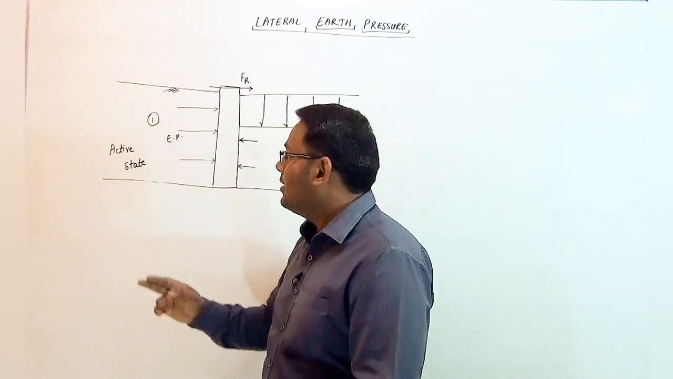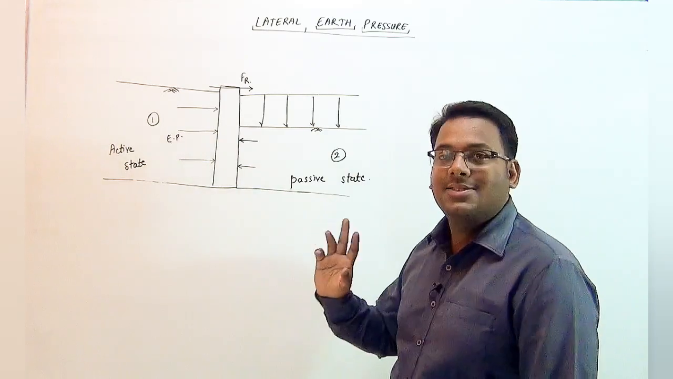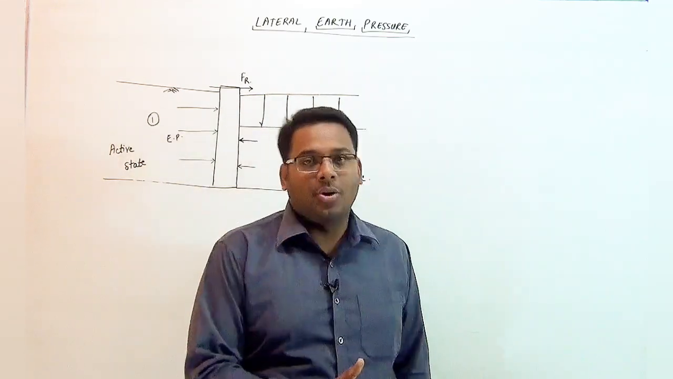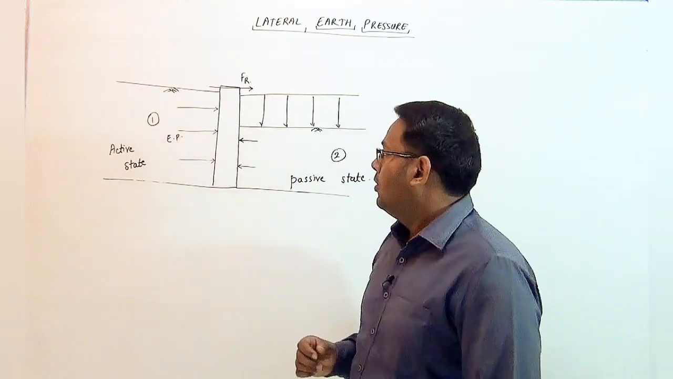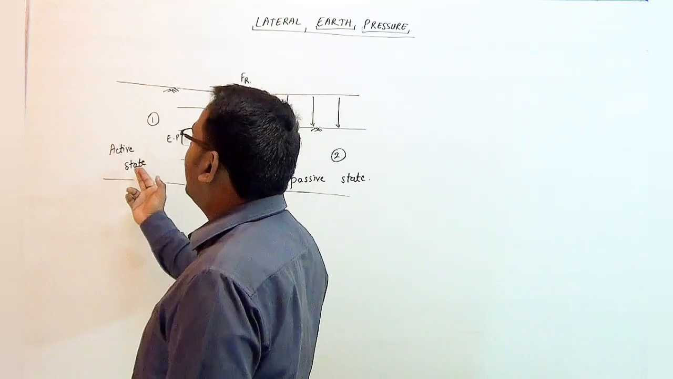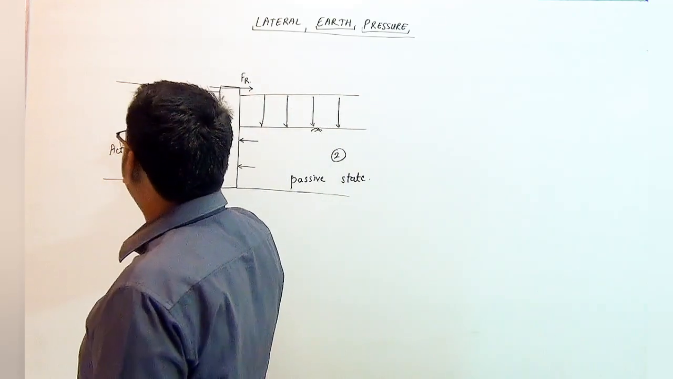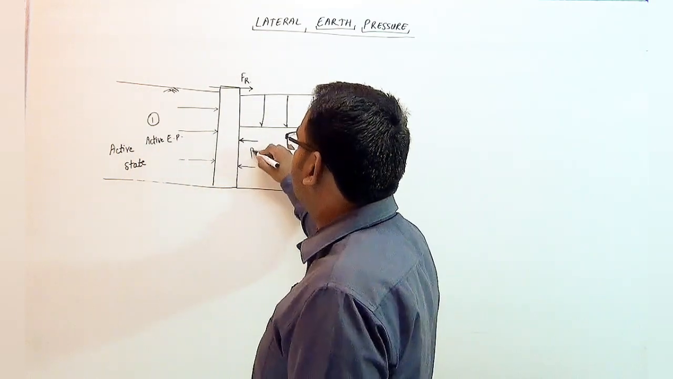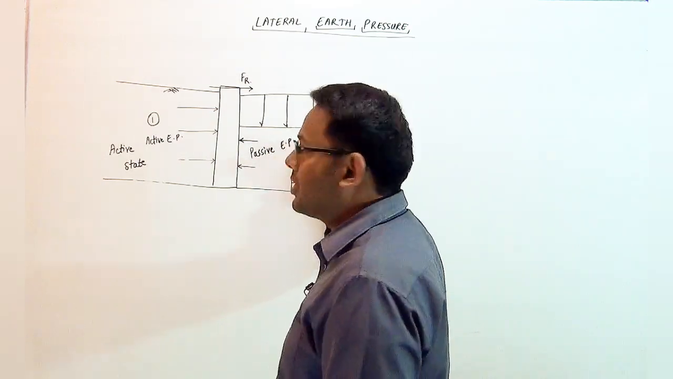Hence we have written here that this is in active state and this is in passive state. That is not the classification or the type of soil, that is only the condition of soil. So the earth pressure exerted by such a soil which is in active state is known as active earth pressure, whereas the pressure exerted by such passive soil will be known as passive earth pressure.